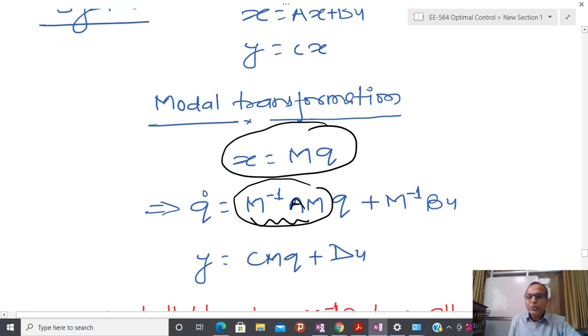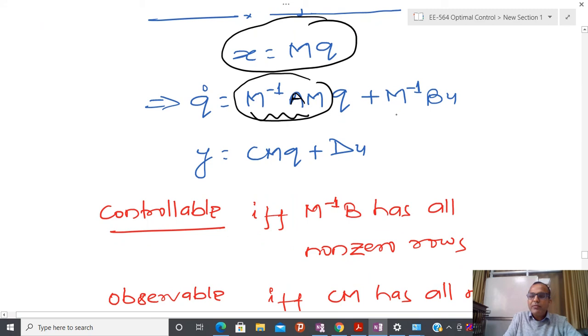Now in order to check controllability, we just have to worry about this M inverse B. If M inverse B has all non-zero rows, then I can tell that the system is controllable. It means the control signal is explicitly going to appear with respect to all transformed states. So in order to do the transformation, first you calculate the eigenvalues and eigenvectors, with the eigenvectors you form this kind of transformation, and after that you just check whether M inverse B has all non-zero rows or not.